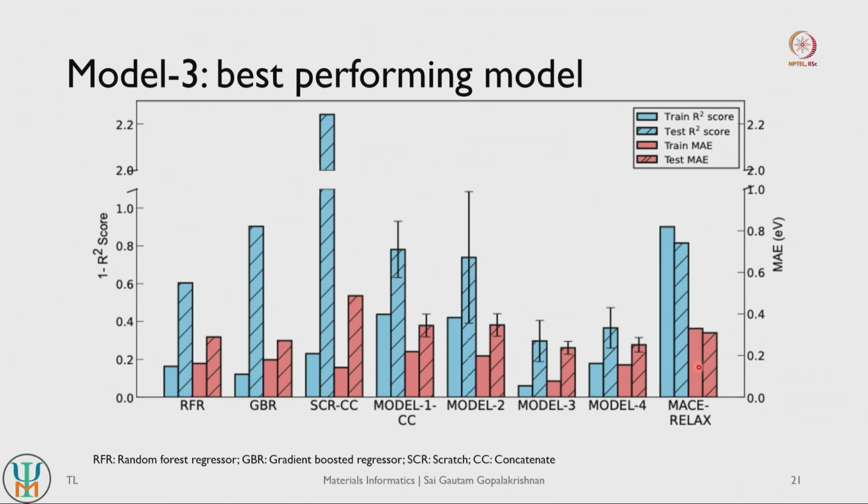Okay, so let us now look at some of the model performances, right. So here I am showing the 1 minus R2 score. So this is the inverse of the R2 score here. So the lower 1 minus R2 the better. The right y axis basically indicates mean absolute errors. Different colors indicate R2 scores and mean absolute errors. So the bluer bars indicate R2 scores, the redder bars indicate mean absolute errors. Do focus on the test scores which are indicated by the hashed blue and the hashed red bars, right.